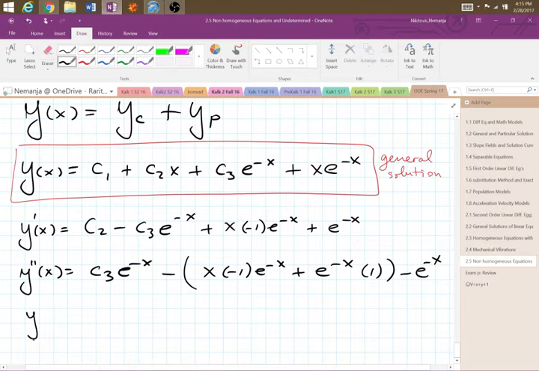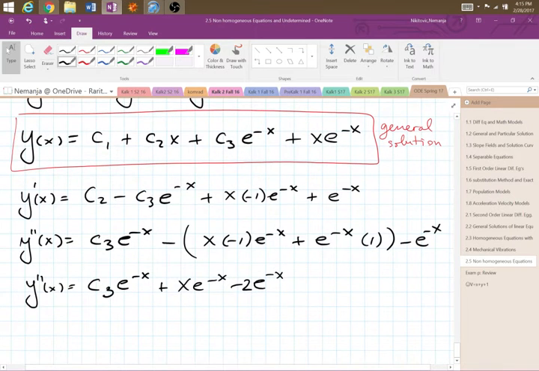So what's y double prime in the end when the dust settles? It is minus and minus give me plus x e to the minus x, minus e to the minus x, and then minus e to the minus x, which makes 2 of those guys. I'm just going to erase this. Awesome. Now we have those initial conditions that are also somewhere in the problem. There they are.